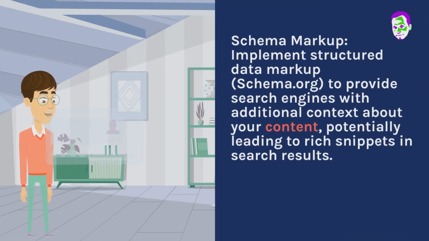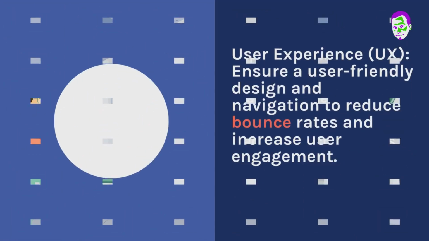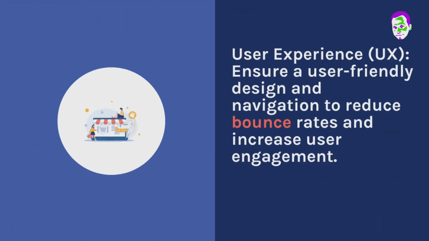Schema markup. Implement structured data markup, schema.org, to provide search engines with additional context about your content, potentially leading to rich snippets in search results. User experience, UX. Ensure a user-friendly design and navigation to reduce bounce rates and increase user engagement.